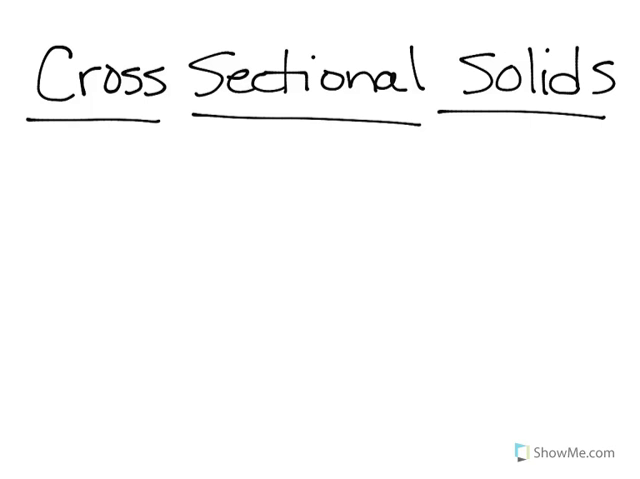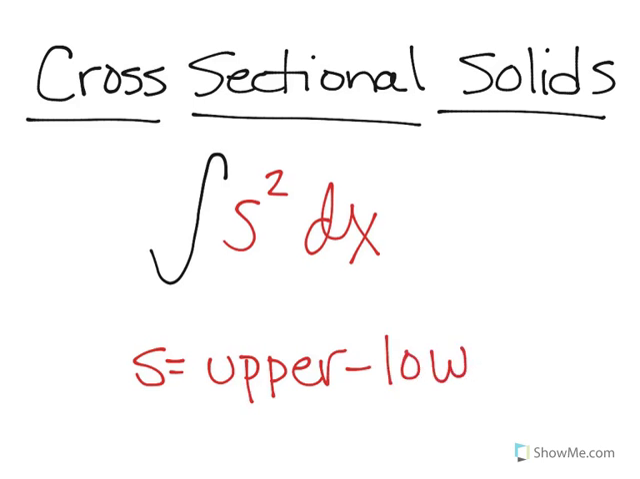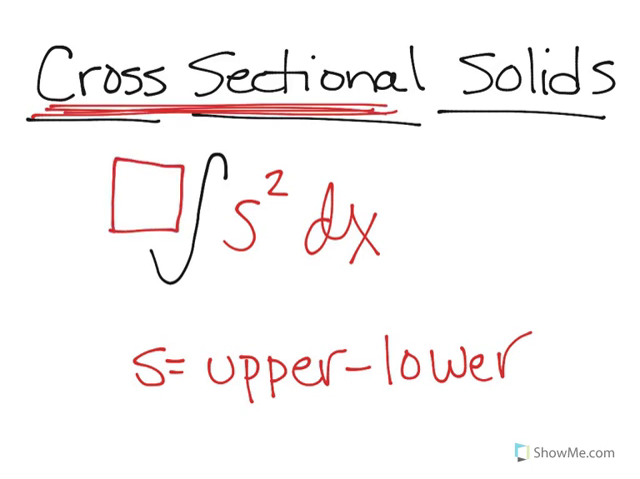Okay, in this video we're going to talk about cross-sectional solids again. Just remember that every cross-sectional solid is going to be the integral of s squared dx, where s is always equal to upper minus lower. They're actually easier than the rotational ones, but depending on the type of cross-section, and they'll always tell you which type you're dealing with, there may be a constant out in front here. So the question is, which constant goes in front with each thing?